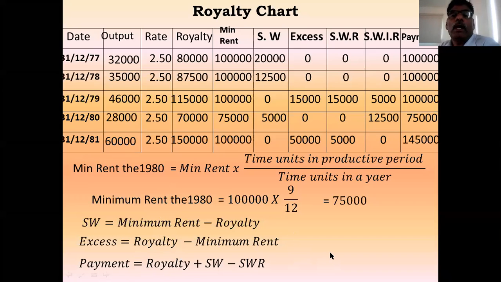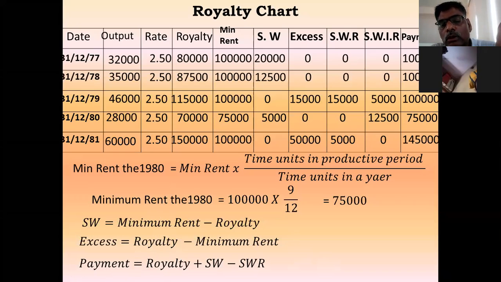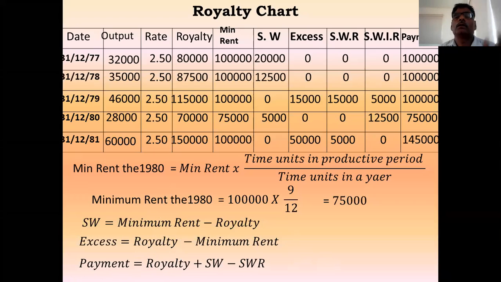Now you have to pass the journal entries. How to pass the journal entries? In the books of Aligarh Lockers, they ask to pass the journal entries in the books of Aligarh Lockers. Aligarh Lockers is the lessee. Okay. One line is nothing but 1 year. Second line, second year. Third line, third year. Fourth line, fourth year. Fifth line, fifth year.